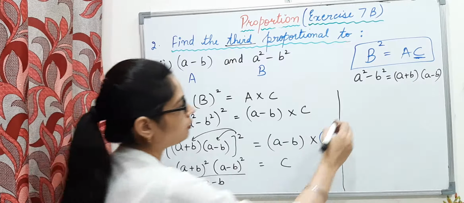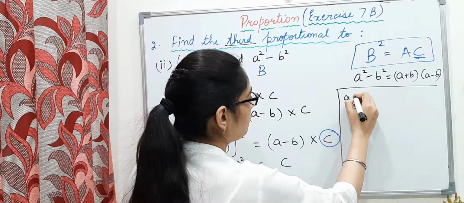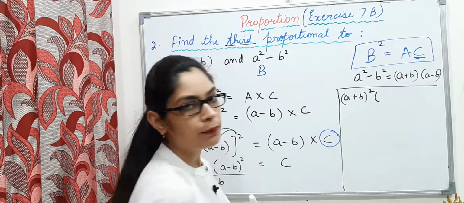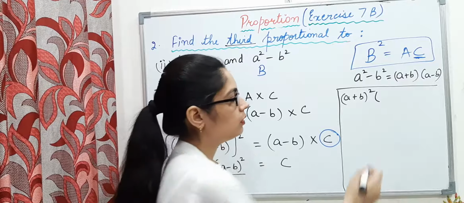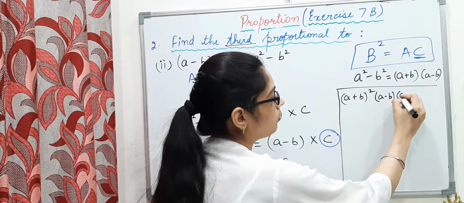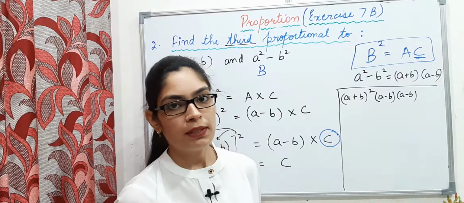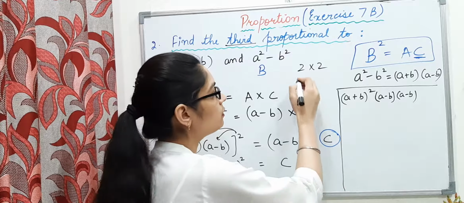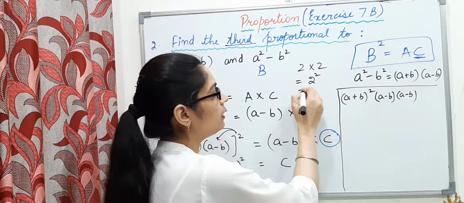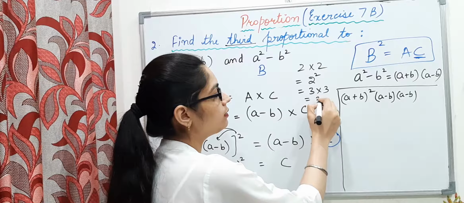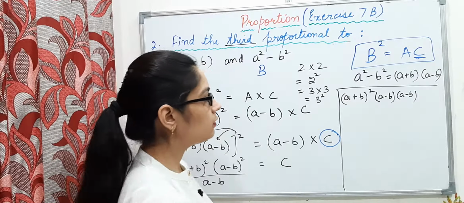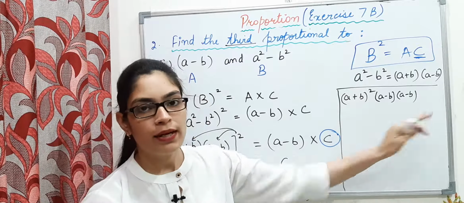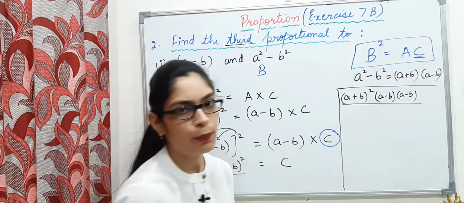See, what is the meaning of this whole square? (a plus b) whole square as it is you can write, and (a minus b) whole square, see, square means that this number is 2 times. So I will just write it as (a minus b) into (a minus b). Square means the number is 2 times, like if I write 2 into 2, 2 into 2 means it is 2 square. 3 into 3, it is 3 square. So square means the same number we are writing 2 times. So this square I have just written again in the expanded form.